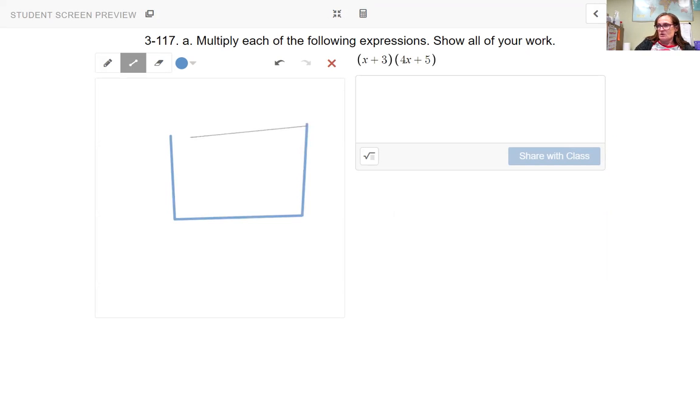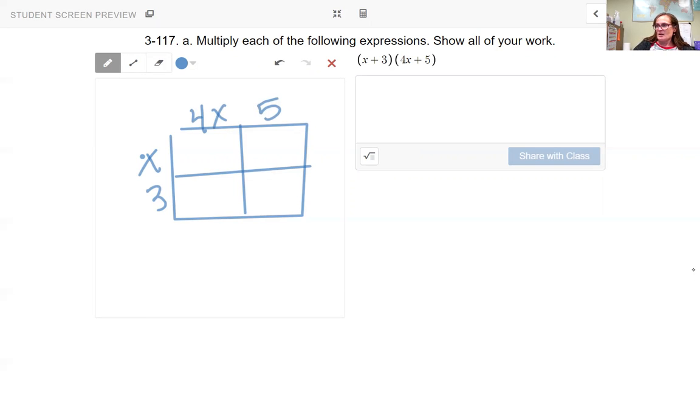Okay, so this one will have 4 little squares in our math window. It doesn't matter if I put the x plus 3 on top or on the bottom or on the side. I'm going to go ahead and put it on the side, x plus 3, and then on top, I'm going to put 4x plus 5.